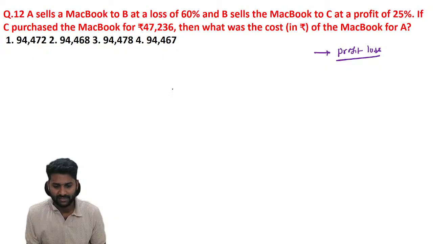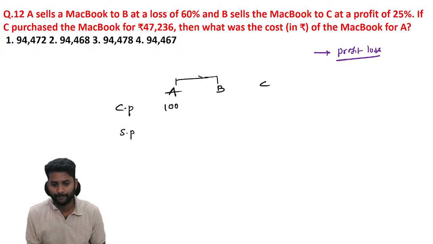Now the transaction between A, B, C. Let us take the data in this way. Cost price of the MacBook for A is 100. Now he is to sell it to B, so he needs to sell at a loss of 60%. So now the selling price of A is 40. In the same way, the cost price of B is 40, and that loss is 60%.